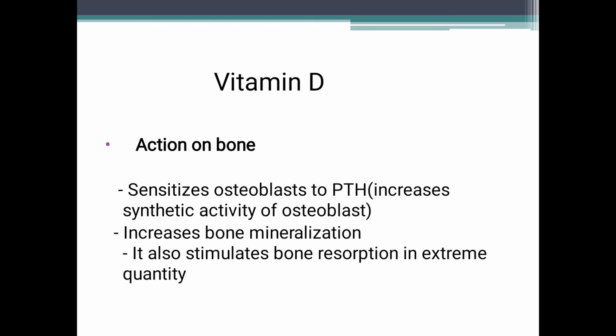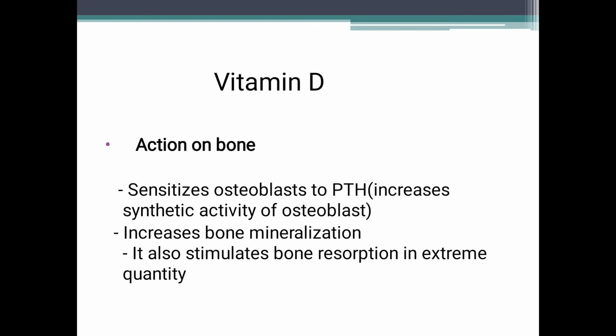By stimulating various paracrine signals that originate from the osteoblast, it increases the osteoclastic activity. It also promotes development of osteoclast from the precursor cells. It also increases osteocytic osteolysis. So it causes both osteolysis as well as mineralization of bone.